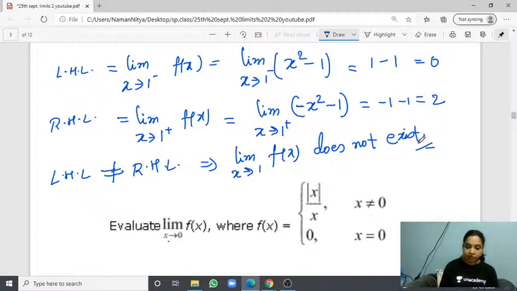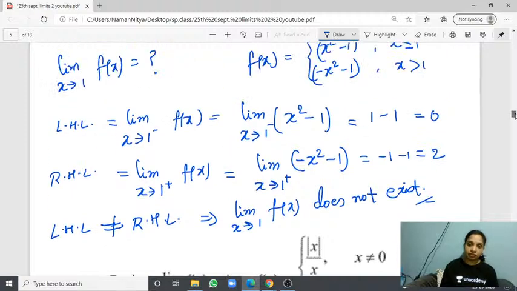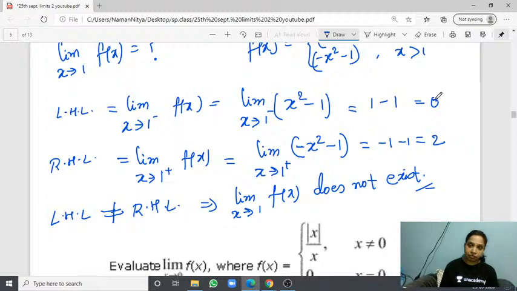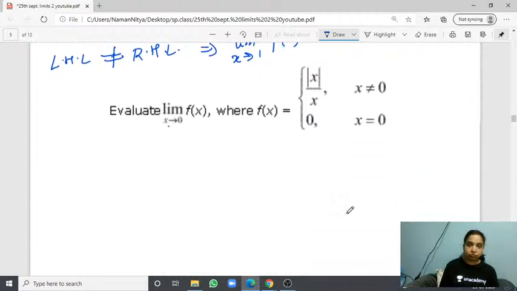Okay, I believe you are getting it. So in this case, the limit does not exist because the left hand limit and right hand limit are not equal. So be careful. Okay, now we'll go to the next question.